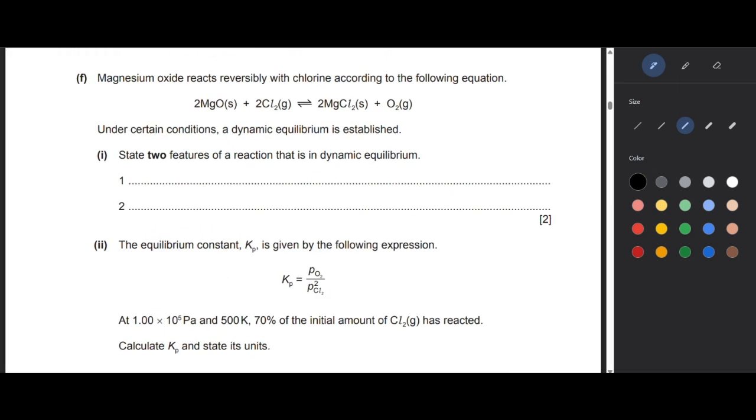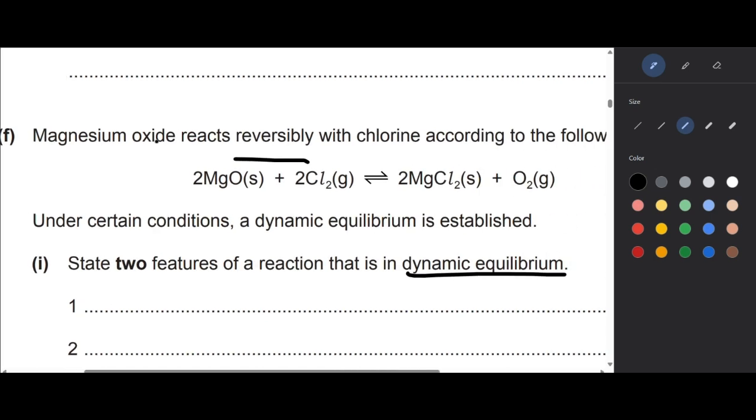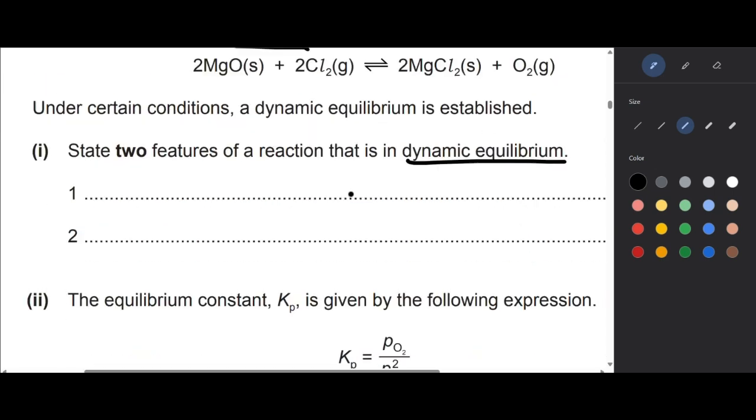Magnesium oxide reacts reversibly with chlorine according to the following equation. This is the equation, and under sustained conditions, a dynamic equilibrium is established. State two features of a reaction that is in dynamic equilibrium. Dynamic equilibrium is when the rate of forward reaction is equal to the reverse reaction.